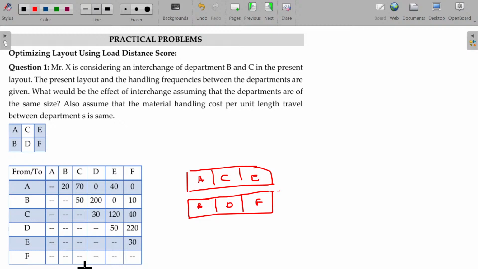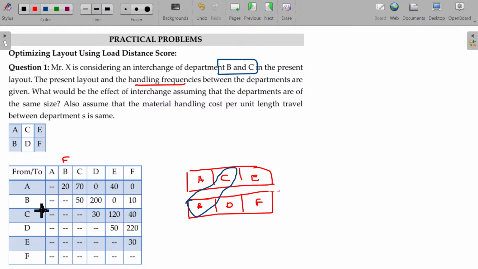Around 6 different workshops are there, right? Here they want to interchange the department B and C. They plan to change this one. Okay, so they want to shift B here and shift C here. Now because of shifting, they want to know whether is there any benefit, cost reduction or travel reduction. Okay, so in the present layout and the handling frequency between the departments are given below. So this is what about the handling frequency. Okay, handling frequency, clear?